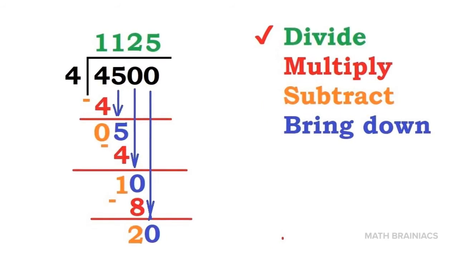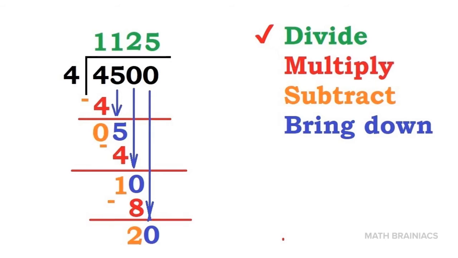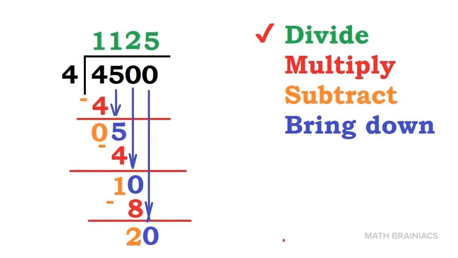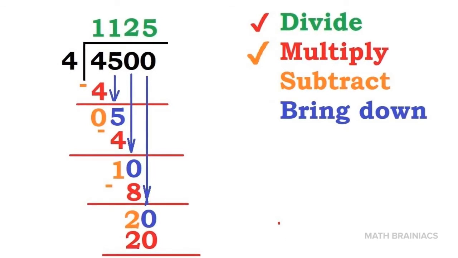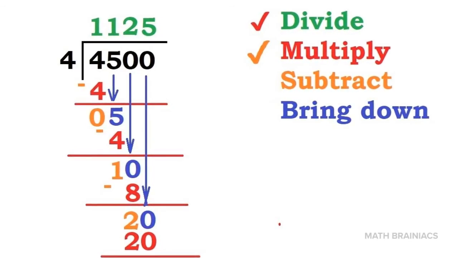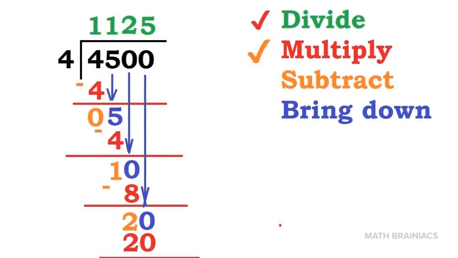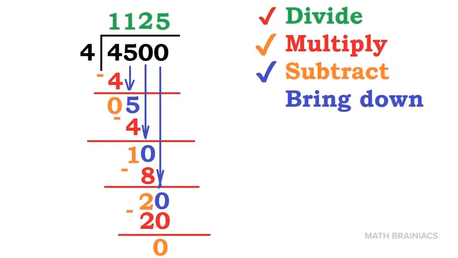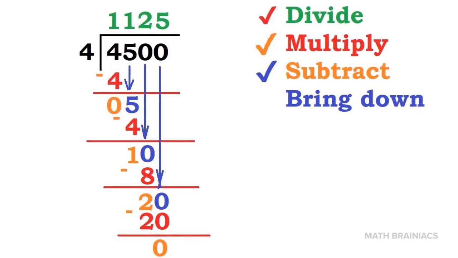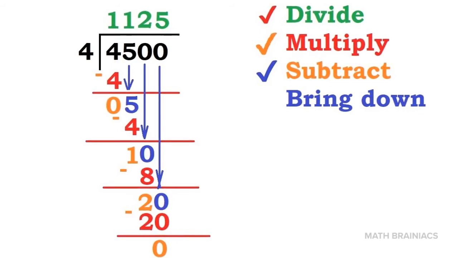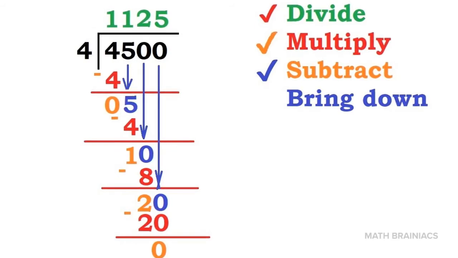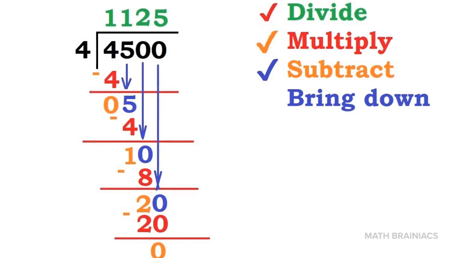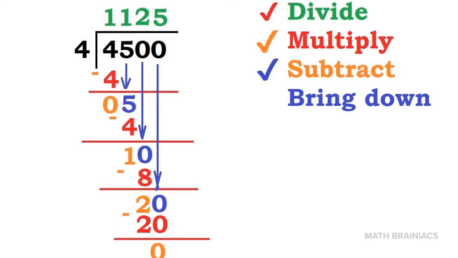Moreover, we are going to divide again. How many 4 are there in 20? There is 5 4 in 20. Then, we are going to multiply again the quotient 5 with the divisor 4. 4 times 5 is 20. Next, we are going to subtract 20 from 20, which will give us 0. Accordingly, we finish all the numbers in the dividend that will be divided with the divisor 4. Therefore, 4,500 divided by 4 will give us 1,125.